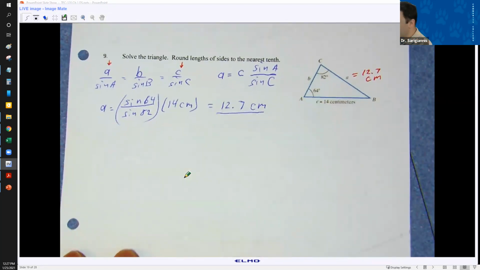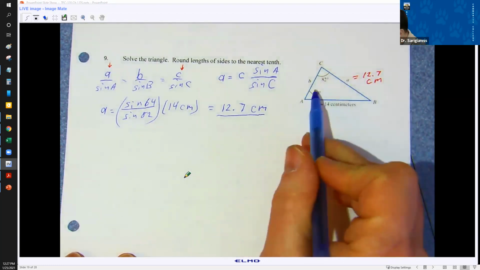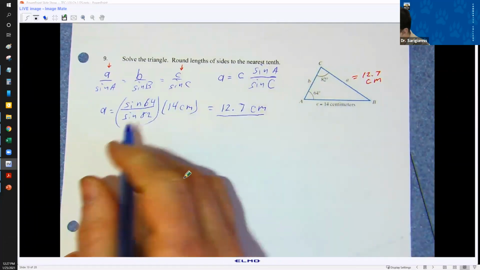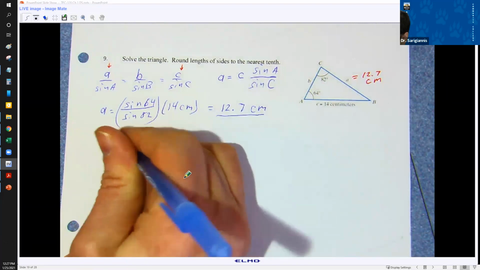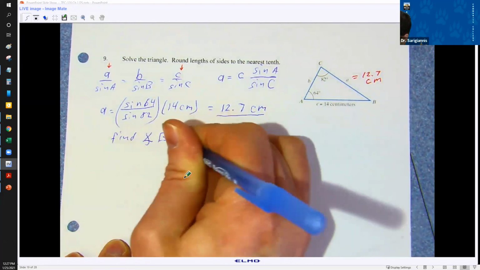All right, now we know, well, we want to find B using the law of sines. We don't know this angle. So let's first figure out, find angle B. Find angle B first.